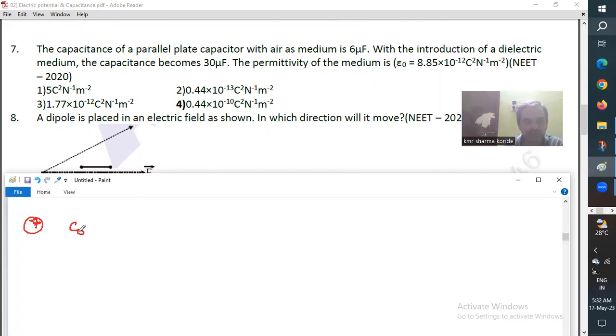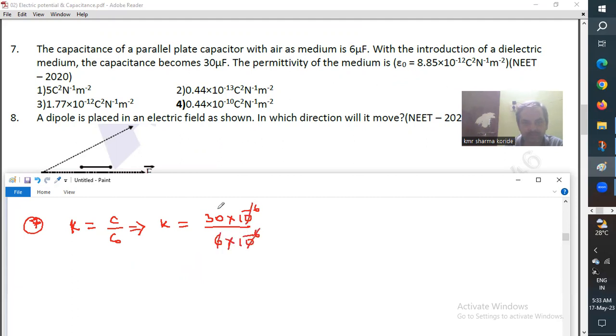First you write down C naught, and directly you write down the dielectric constant K is equal to C by C naught. First let us find out the dielectric constant, based on which you can find out the medium permittivity. K is equal to C, the capacitance of the parallel plate capacitor when the medium is filled. It is 30 microfarad, 10 to the power of -6. When the space between the plates is filled with air, it is 6 microfarad.